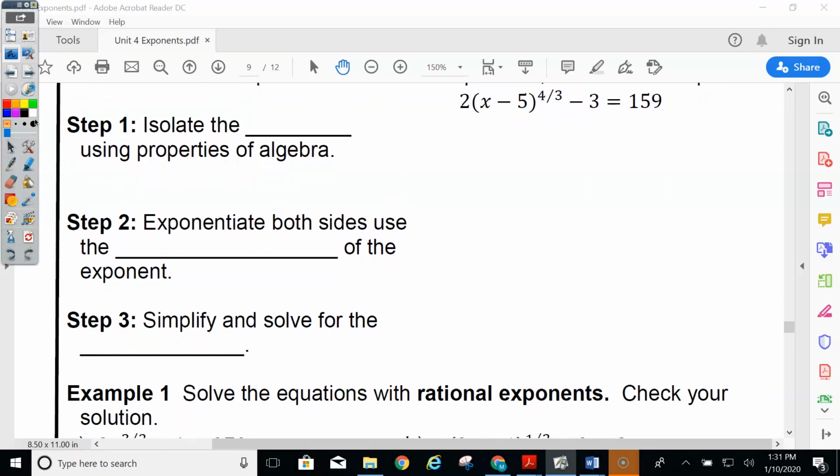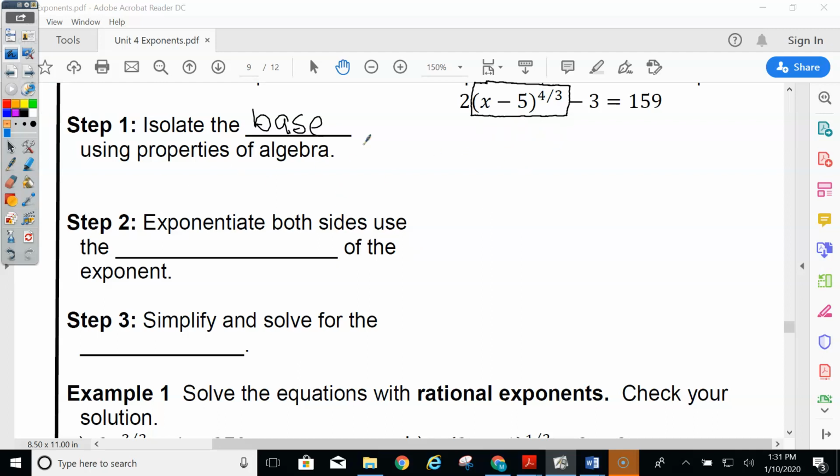All right, so the part that we're trying to get by itself is the base. So we want to isolate the base with the exponent. The base here is the parentheses, and this is the exponent. That's the part we're trying to get by itself. So in order for us to do that, we undo the order of operations.